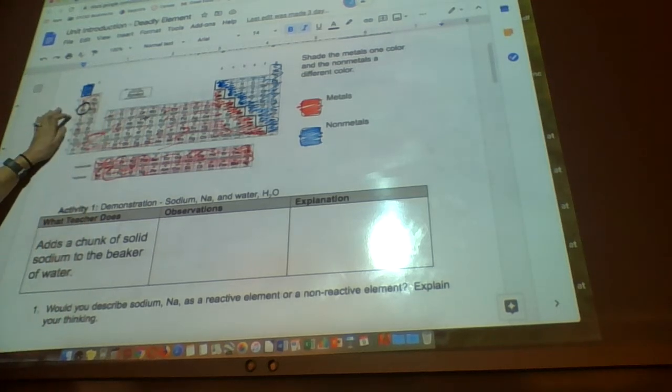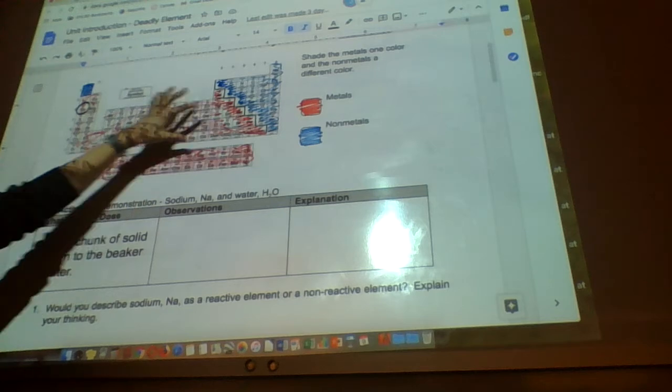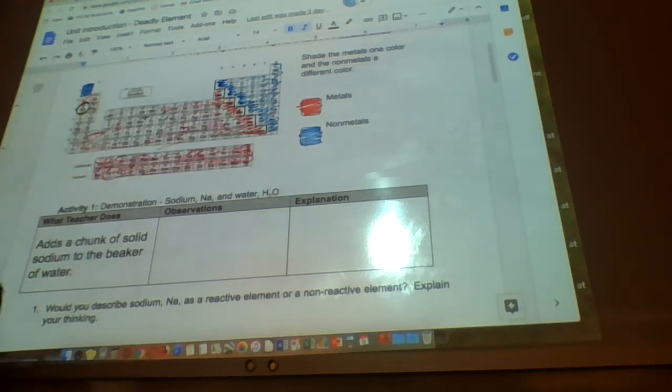Would sodium be a metal or a non-metal? A metal. So it's to the left of the zigzag line. So that makes sodium a metal. So the demo is just putting a piece of metal in water. Shouldn't be a big deal, right?